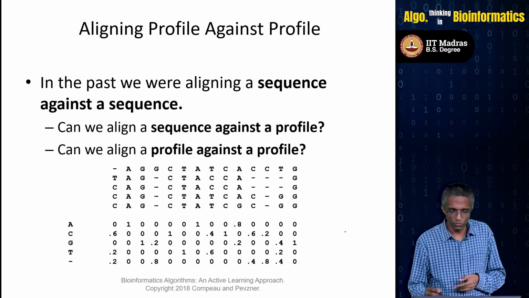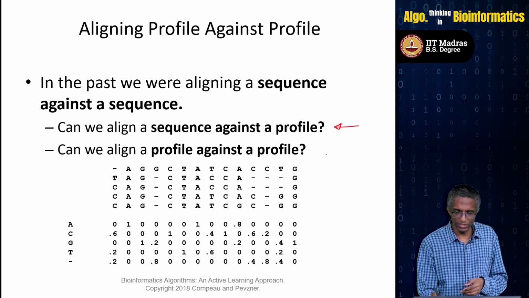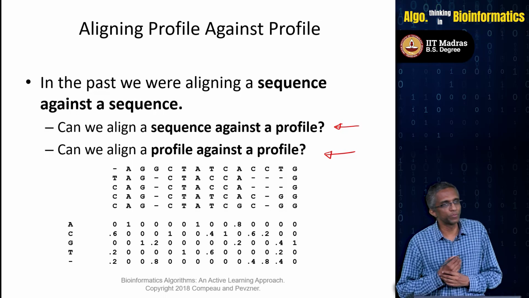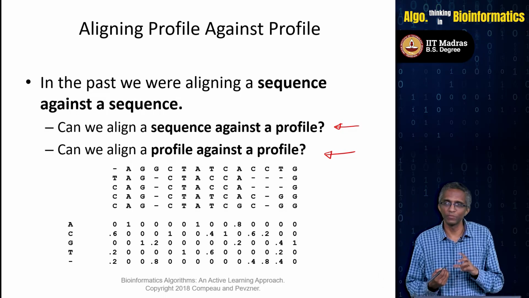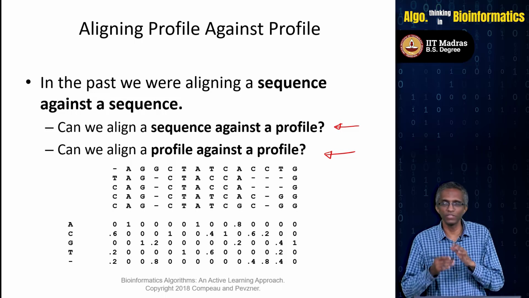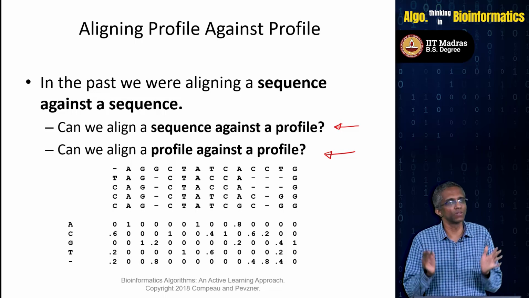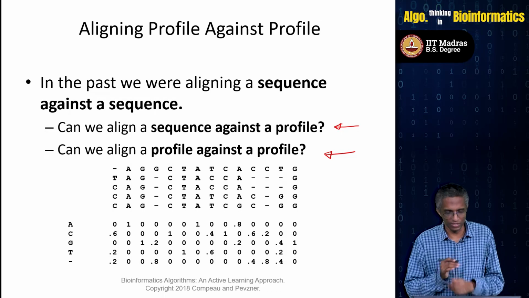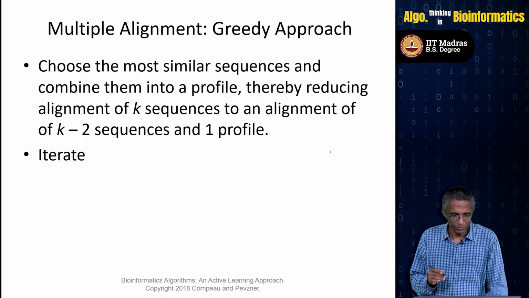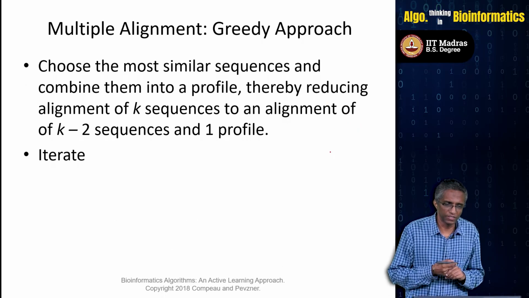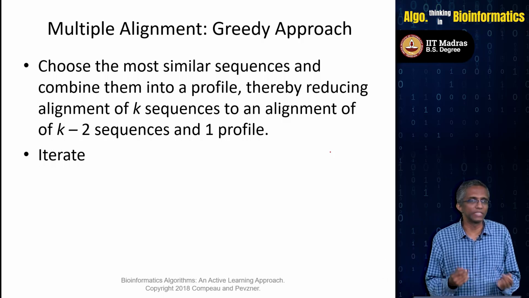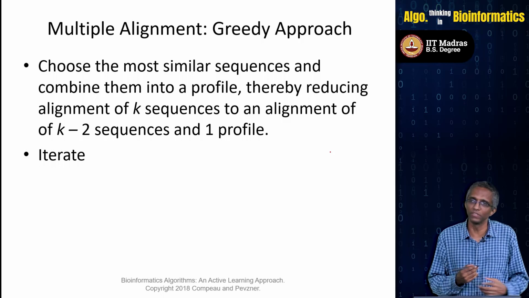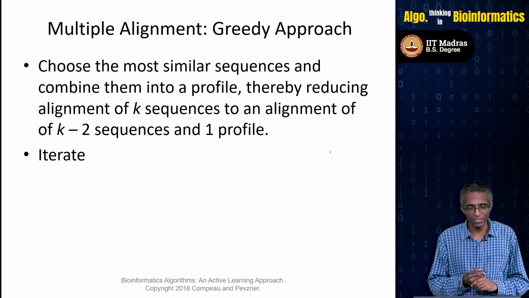So those are the two questions here. Can we align a sequence against a profile? Can we align a profile against a profile? If we are able to do that, we will be able to merge alignments for a smaller subset of sequences into one single alignment that covers all of the input sequences, okay? That is a strategy that we can use. And like I said, I'm not going to give all the details of multiple sequence alignment. It will be another session in itself.